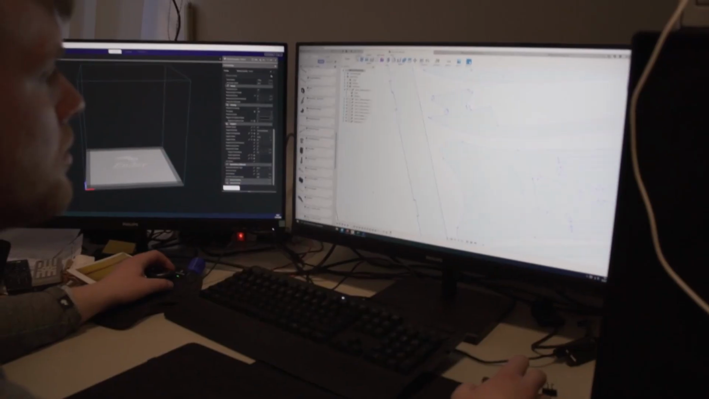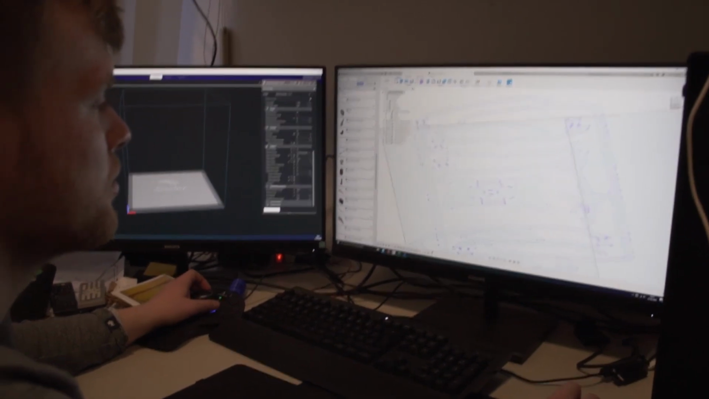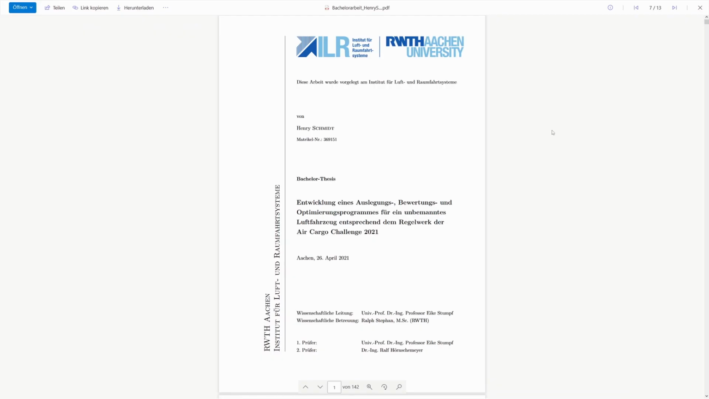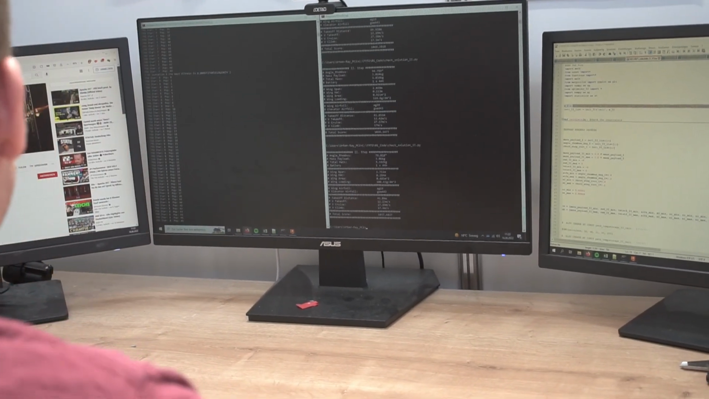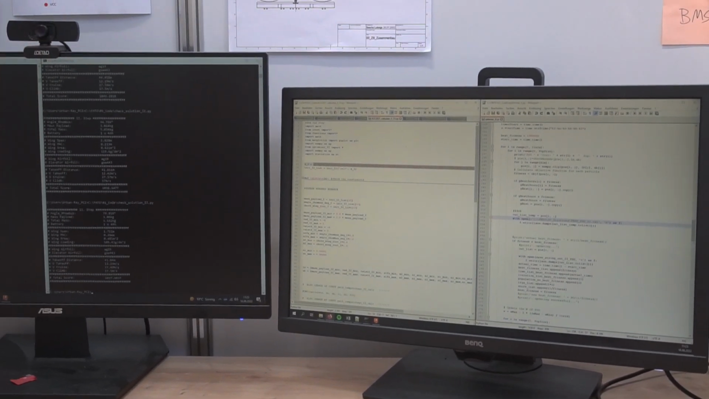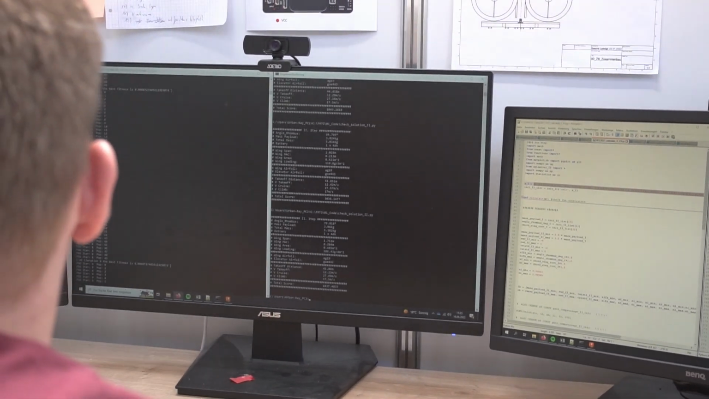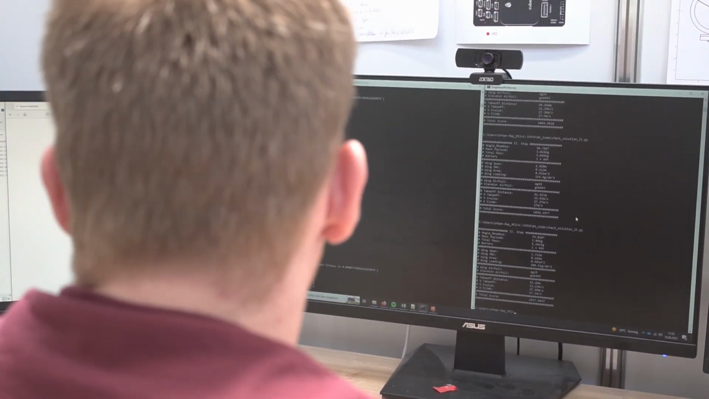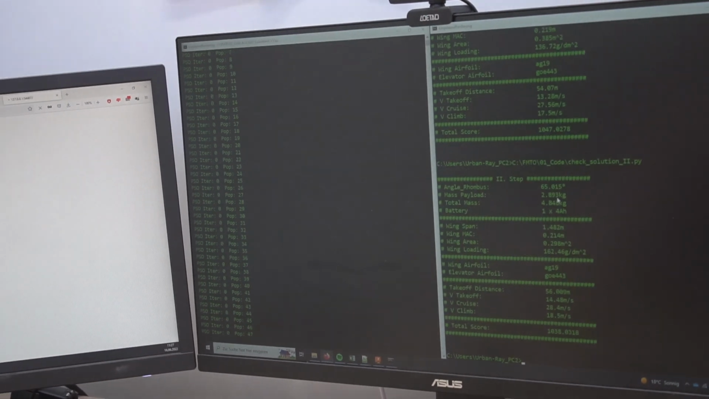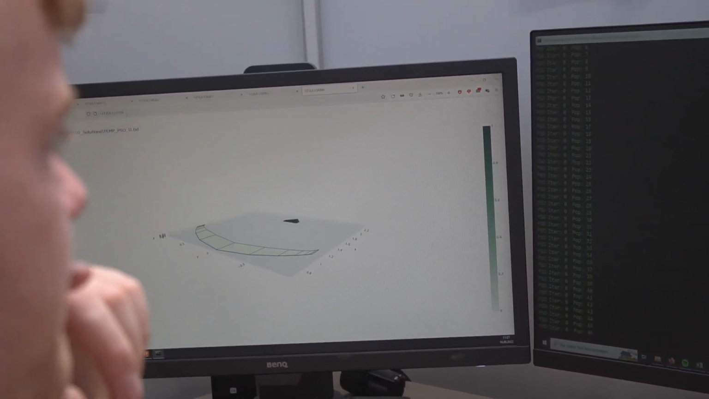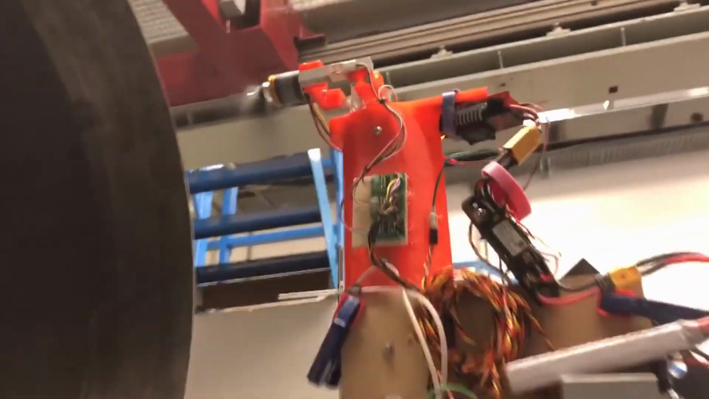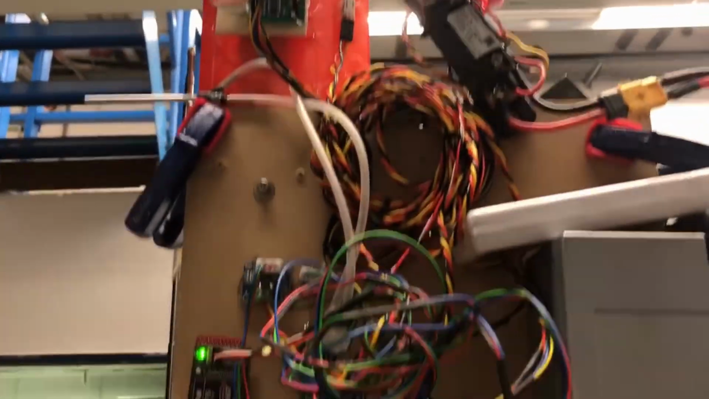Our aircraft's design is based on the software that was written by our team leader Henry Schmidt as part of his bachelor thesis. This software aims to create a preliminary aircraft design. It uses the rules of the Air Cargo Challenge as restraints and its scoring system to evaluate and optimize the design. To improve the assumptions that had to be made when writing the software, we did a number of tests.